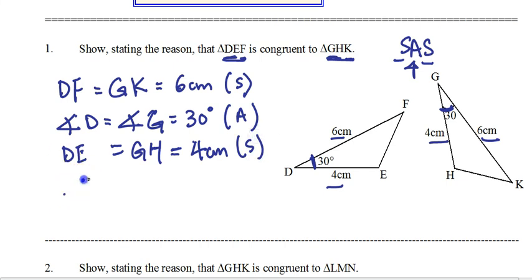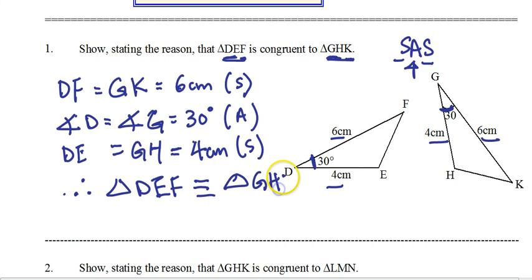Therefore, you can prove that triangle DEF is congruent to, remember this represents congruency, congruent to triangle GHK. And the reason is SAS.